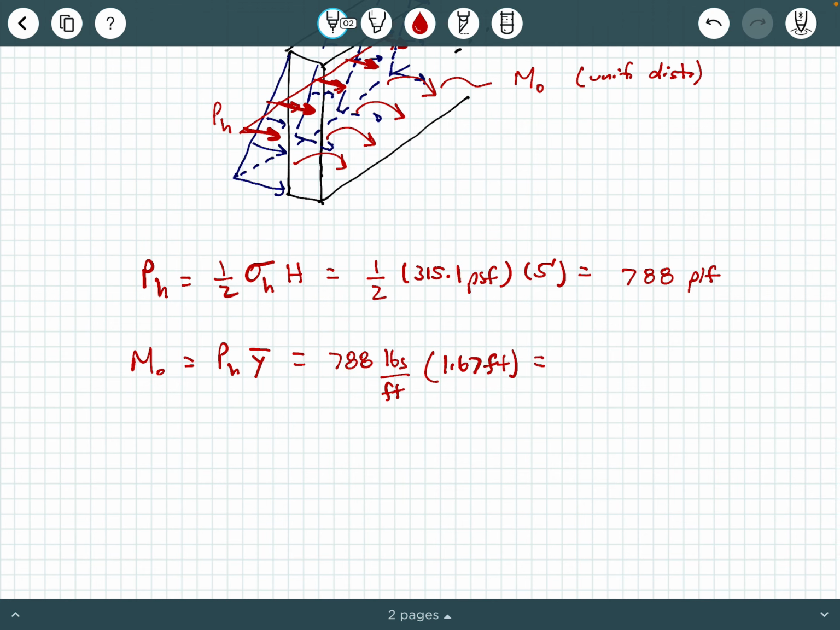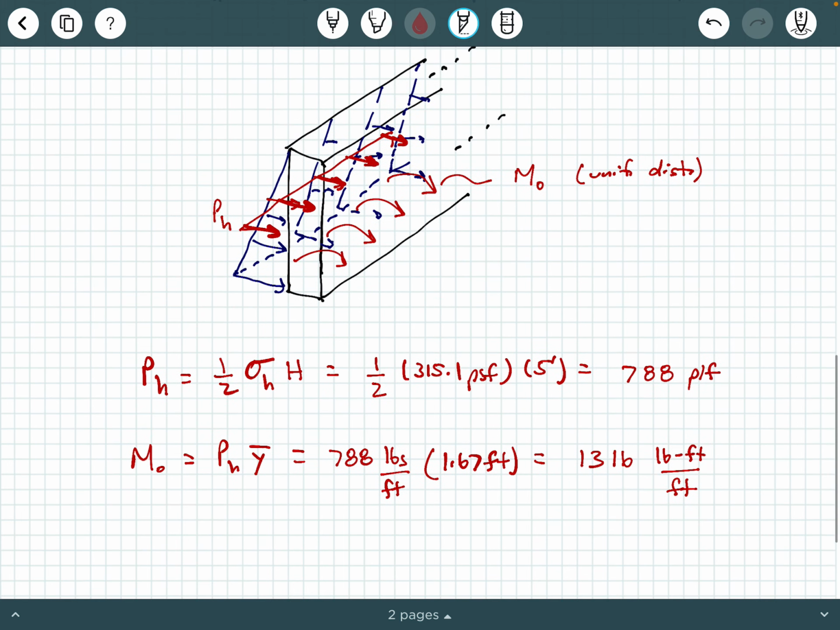And once we multiply that by 1.67, we will get 1,316 pound-feet per foot. Now, you may be thinking, why don't we just cancel the feet in the numerator with the feet in the denominator? Well, mathematically, you could do that, but that physically won't make sense, because you want a uniformly distributed overturning moment along the length of this wall that I kind of sketched here already.